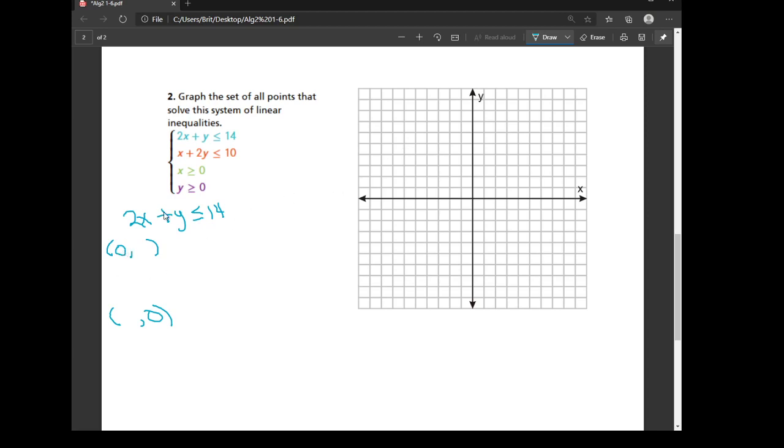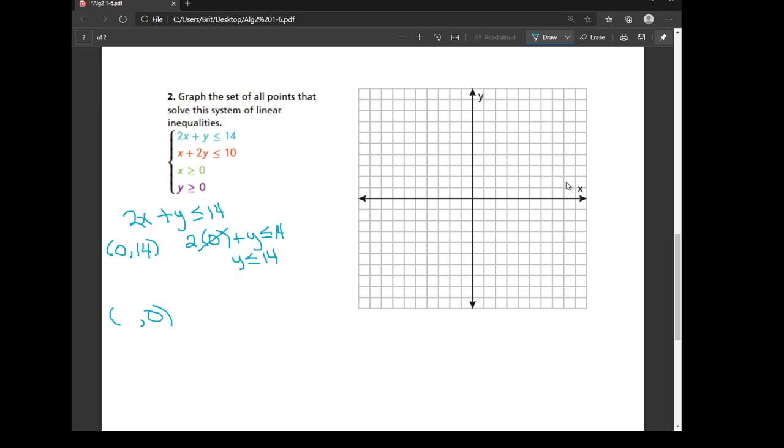So if I plug in a 0 for x, this inequality turns into 2 times 0 plus y is less than or equal to 14. Now 2 times 0 is just 0, so that term goes away, and I get that y is less than or equal to 14. So that 14 is the point that I'm going to put right there.